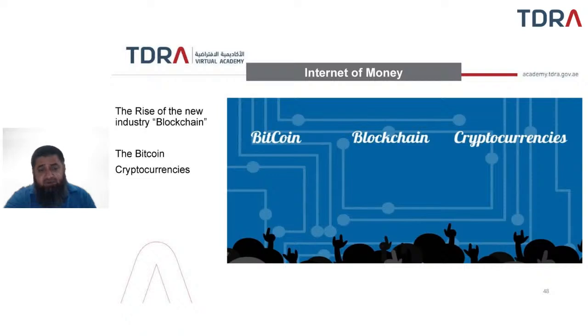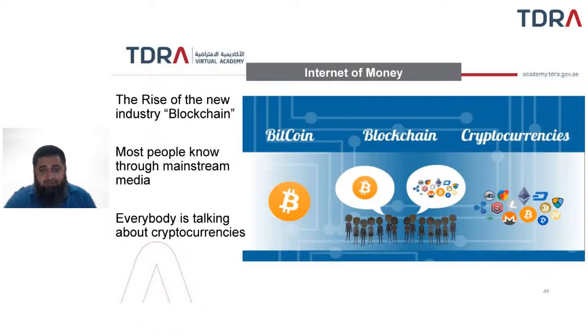This is the rise of a new industry, that is blockchain, and Bitcoin is the former cryptocurrency that was launched using blockchain technology. So now people are talking about Bitcoin, blockchain, cryptocurrencies. Most people know through the mainstream media, and everybody is talking about cryptocurrencies. The prices are going up, the prices are going down. You must buy this cryptocurrency, you must avoid this cryptocurrency. So there are a lot of rumors we hear every day from people in our daily life.